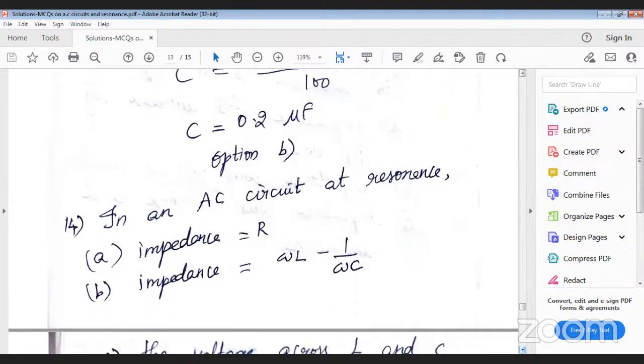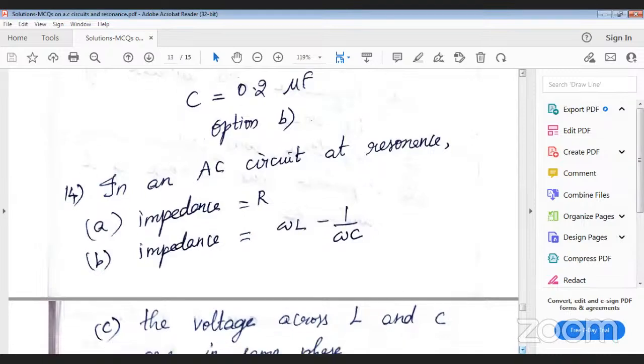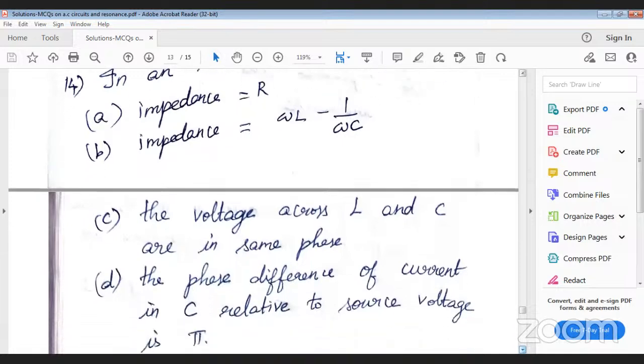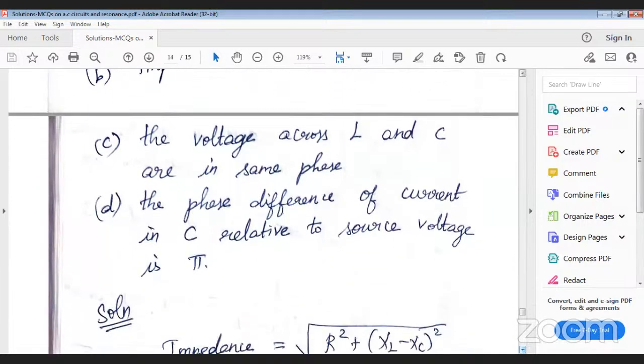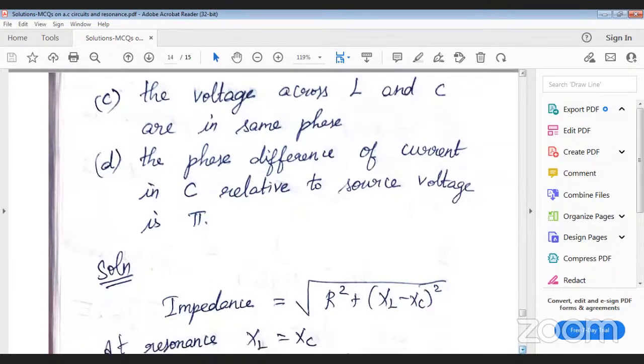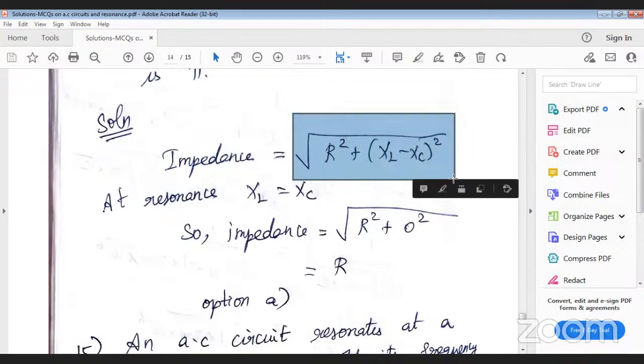And now question number 14. This is just a theory based question. In an AC circuit at resonance, what will happen? The options: impedance is equal to R, impedance is equal to omega L minus 1 by omega C, the voltage across L and C are in the same phase, the phase difference of current in C relative to source voltage is pi. Actually, the impedance value you can find out using this equation: root of R square plus XL minus XC the whole square.